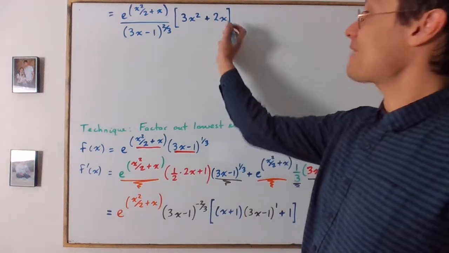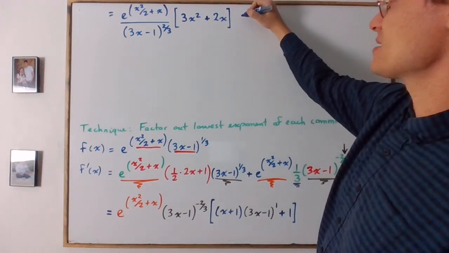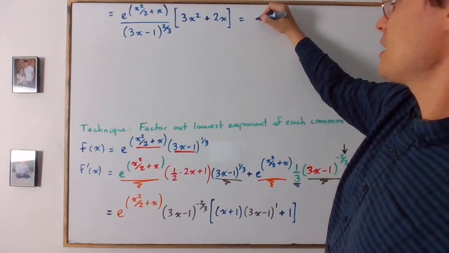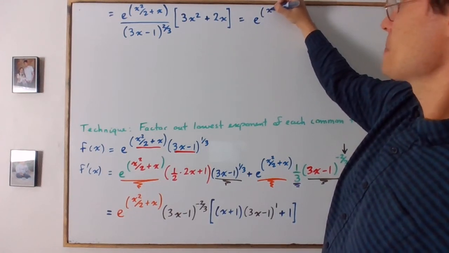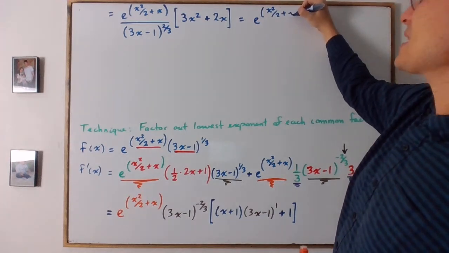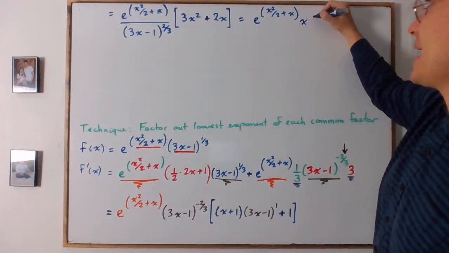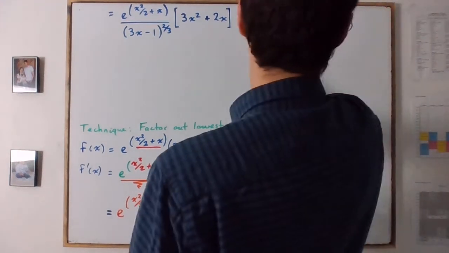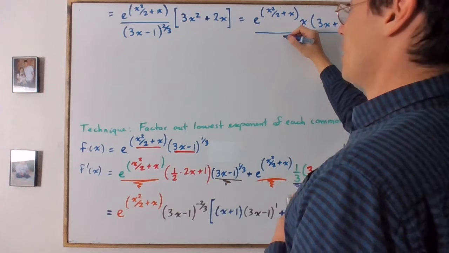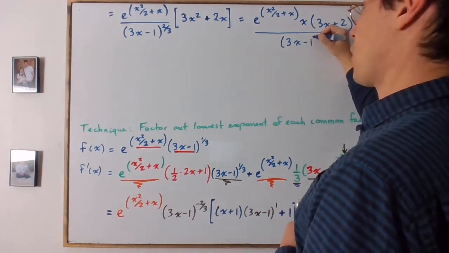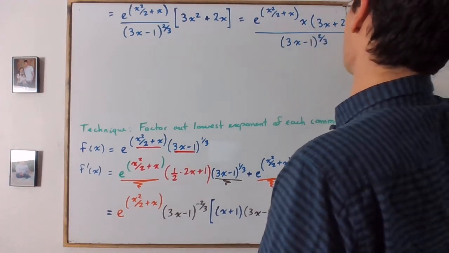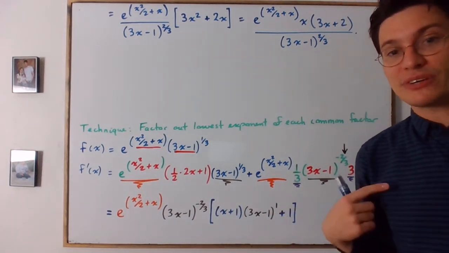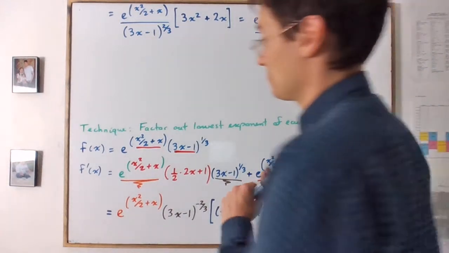We finally factor this, okay? So as you can see, we have a common factor of x. So the final answer will be, let's put it as a big fraction. The exponential multiplied with x, multiplied with 3x plus 2, and then all of this divided by 3x minus 1 to the power of 2 over 3. So this is the derivative. Now it's time to answer all of the 3 questions.